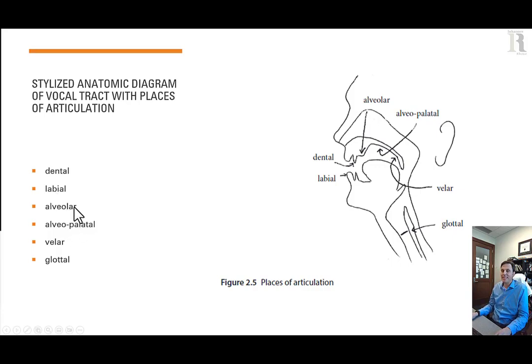Alveolar refers to that little bump. You just touch your tongue behind your teeth there. That's your alveolar, and that's da, na, ta. Lots of English sounds use the alveolar ridge. And then the alveolar palatal is a little behind there, and then behind there, farther still, is the velar. The velar is where the roof of your mouth is sloping up past the alveolar ridge. That's where we produce sounds like g and ng and k, I think, maybe?